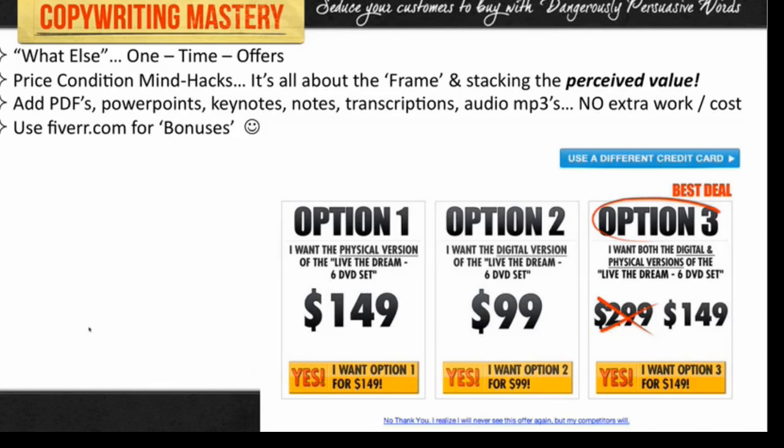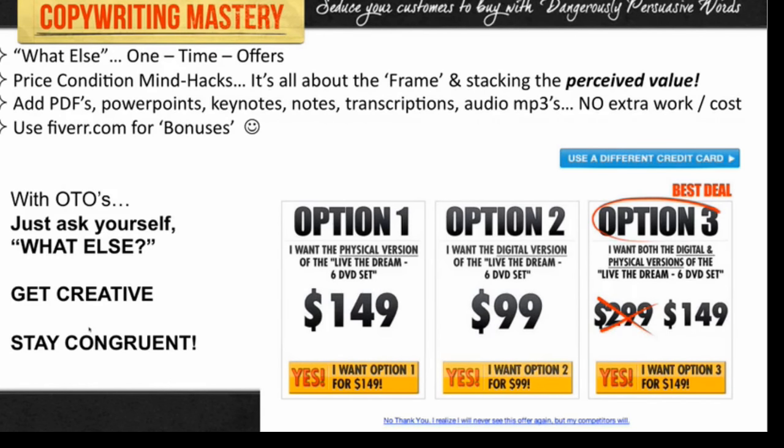Option 3, we wanted $150. So basically, we got what we wanted, and we just flip the switch and give them access to a digital version as well. Cost us nothing, no extra time, aside from ripping the DVDs and putting them online and creating a member site and giving them access when they bought. And then there's that gross, ugly, no thank you link they never want to click. I realize I will never see this offer again, but my competitors will.